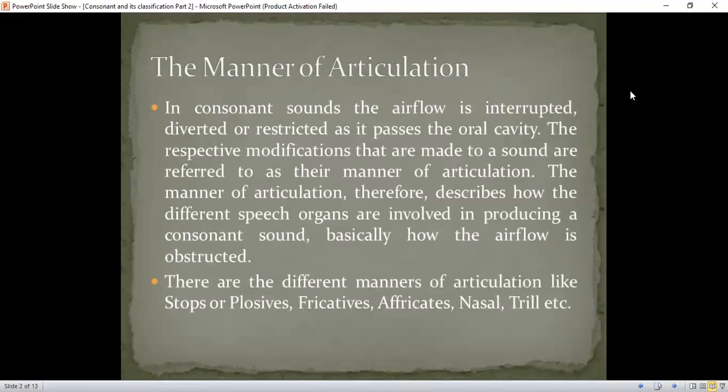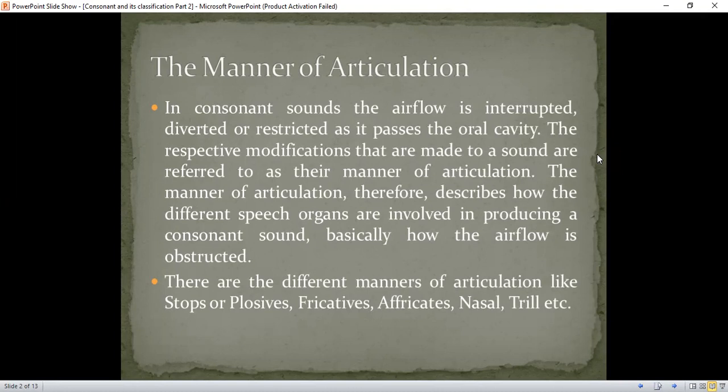So what is the manner of articulation? In consonant sounds, the airflow is interrupted, diverted, or restricted as it passes the oral cavity. The respective modifications that are made to a sound are referred to as their manner of articulation. The manner of articulation, therefore, describes how the different speech organs are involved in producing a consonant sound. Basically, how the airflow is obstructed.